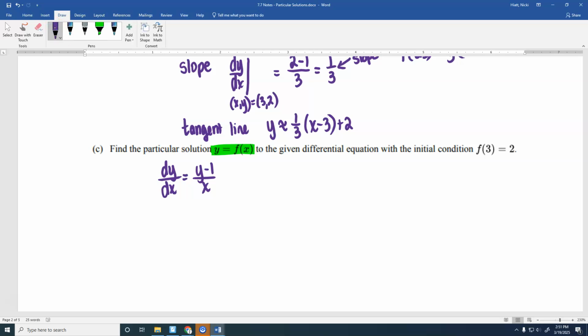So you are going to begin, like we have all the others, you're going to separate. So you're going to multiply by dx. So I've got dy equals y minus 1 over x dx. What do I need to do? If I multiply by x, it's going to put the x over there with my dy. Say it again, Evan.